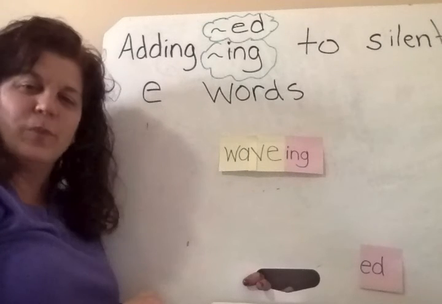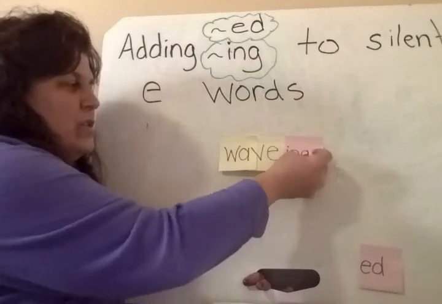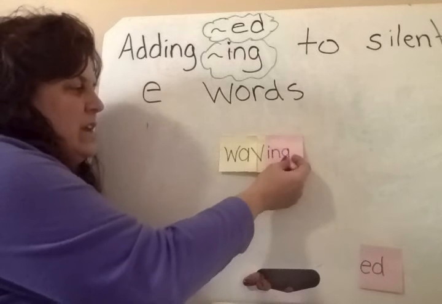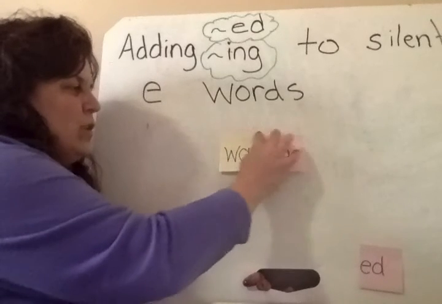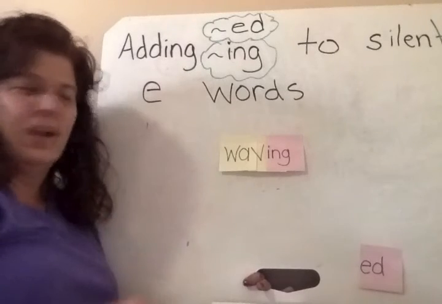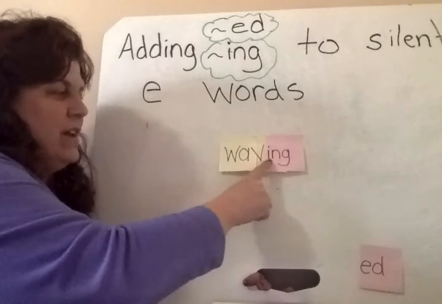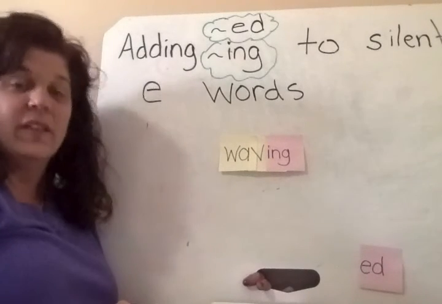So if there's a problem, think about what we just talked about. Take that E off of the word, the silent E, and let's spell the word waving. W-A-V-I-N-G. Waving. That looks much better.